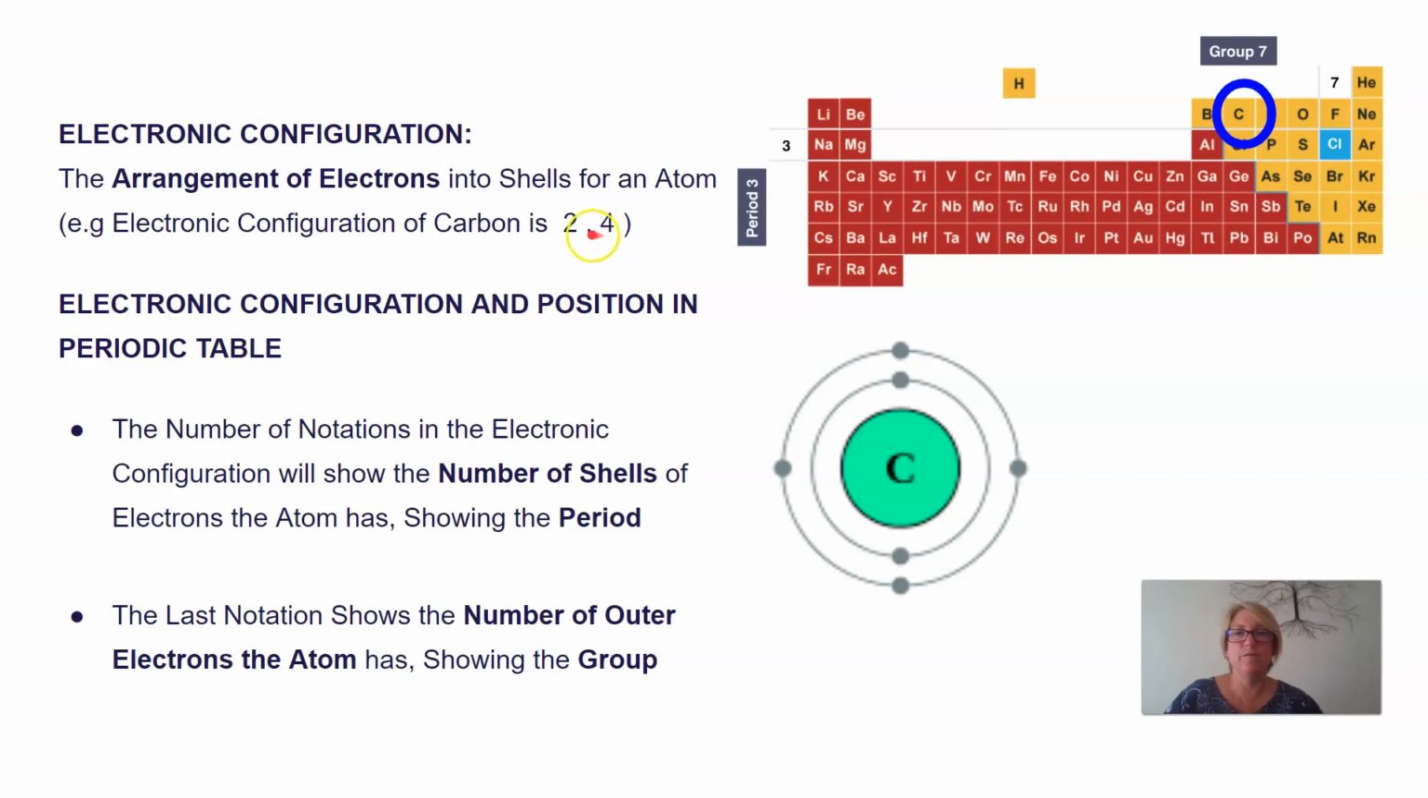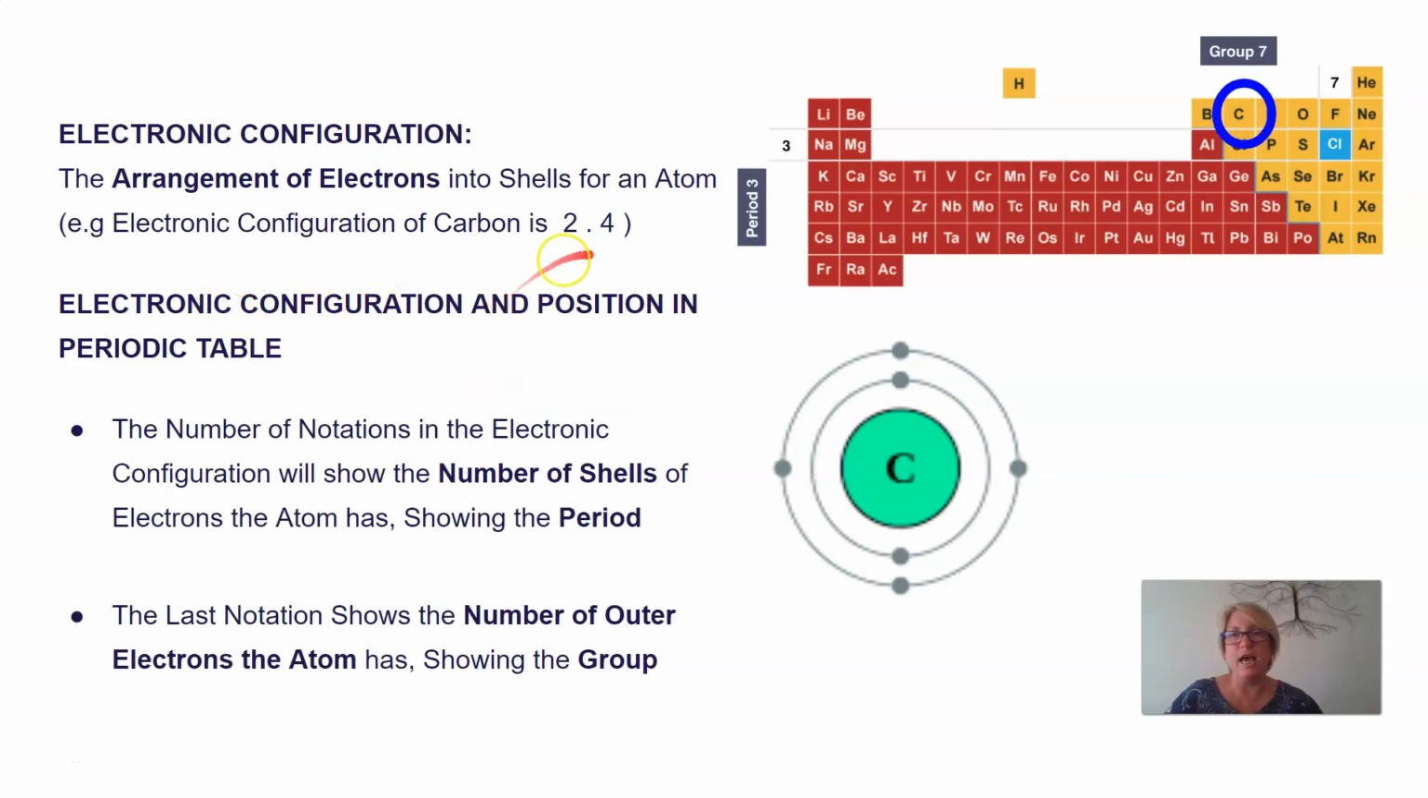So the carbon configuration is 2.4. Here we have the nucleus of carbon. In the first shell, we're going to have 2 electrons because of that 2. And in the next shell, we're going to have 4 electrons. 1, 2, 3, 4. Now, if we have a look at carbon, we find carbon in the second period. How does that link up with the number of shells that we have? It's found in the second period, therefore it has 2 shells.